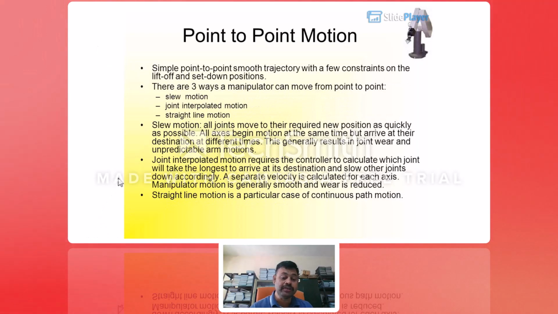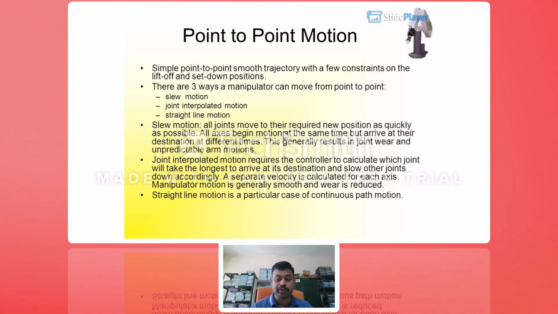Next, I am going to different types of movement. The point to point movement. Simple point to point smooth trajectory, few constraints on the lift off and set down. There are three ways a manipulator can move from point to point: slew motion, joint interpolated motion, and straight line motion. Slew motion means all the joints move to their required new position as quickly as possible.